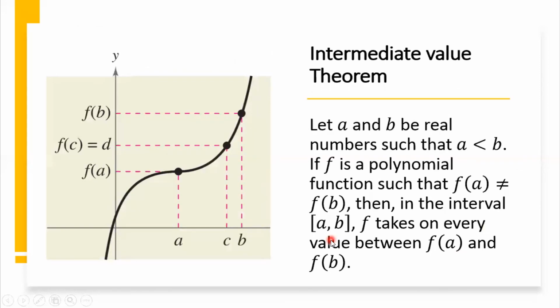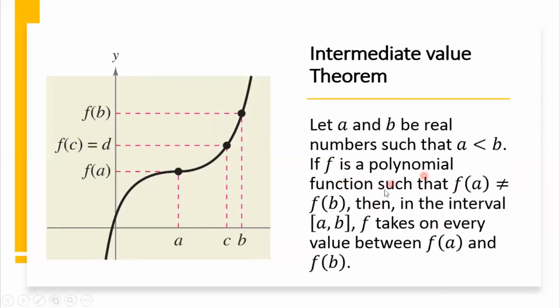So here we have the intermediate value theorem. This is very short. The theorem states that let A and B be real numbers such that A is less than B. A is located here. So this A is less than B because it is to the left of B.